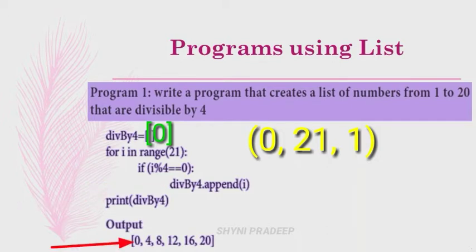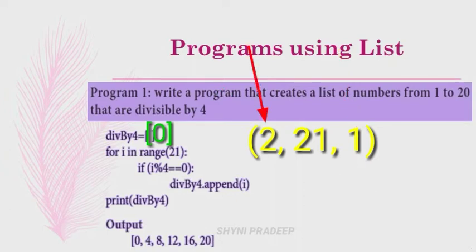Next print div by 4. So first 0 will be printed on the output screen. Next update the value. So this 0 becomes 1. Next check the if condition. 1 modulus 4 is equal to 0. When you divide this, you will not get the remainder 0. So this condition becomes false. So this one will not be printed on the output screen. So leave this value and update the value.